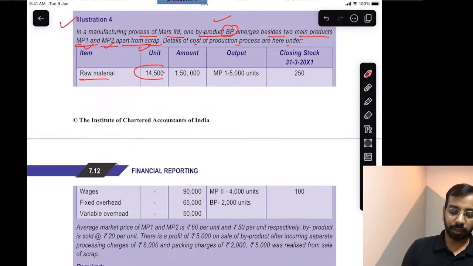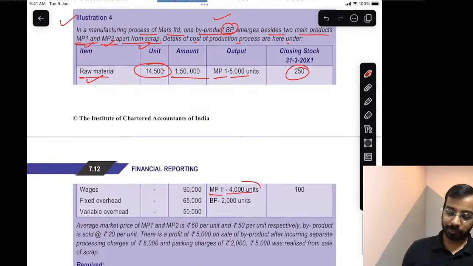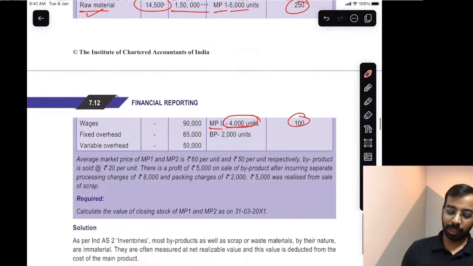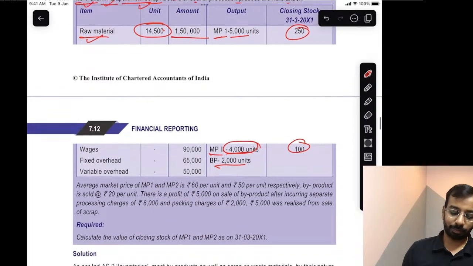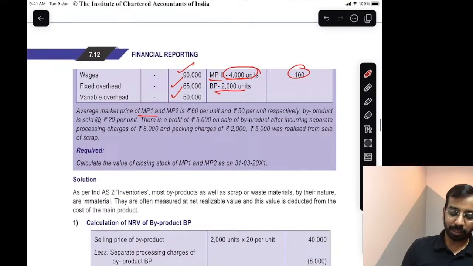Raw material 14,500 units, amount 1,50,000. Output is main product 1, 5,000 units. Closing stock is 250. Then MP2 output is 4,000 units. Closing stock is 100. Byproduct is 2,000 units. Raw material 1,50,000, wages, fixed overhead, variable overhead. Average market price of MP1 and MP2 is 60 per unit and 50 per unit. Byproduct is sold at 20 per unit.